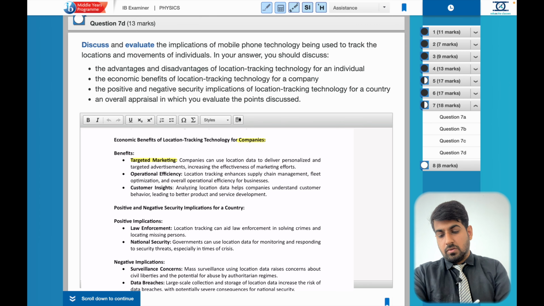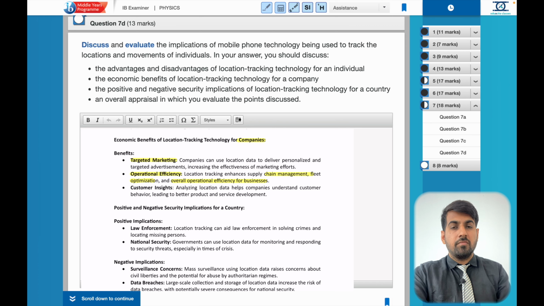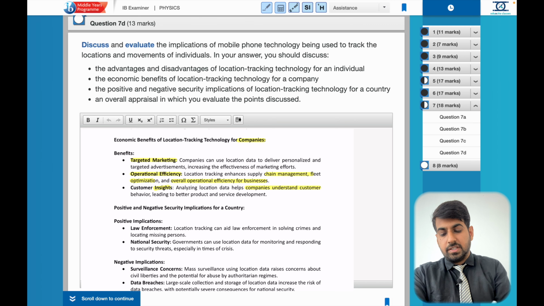Operational efficiency: their efficiency can increase through supply chain management, fleet optimization and overall operational efficiency for the business, where they have to put more resources, where they have to increase their budget. These will help them take those decisions. The customer insight: what the customer is thinking, what their next move is, what they are looking for, they can track and collect this data and provide the product and service accordingly.